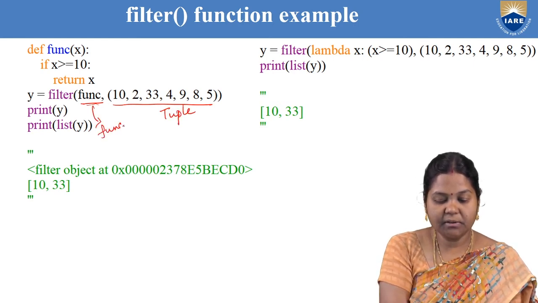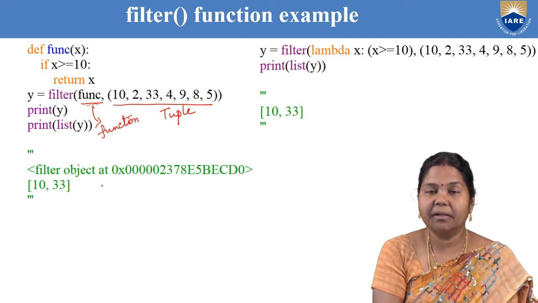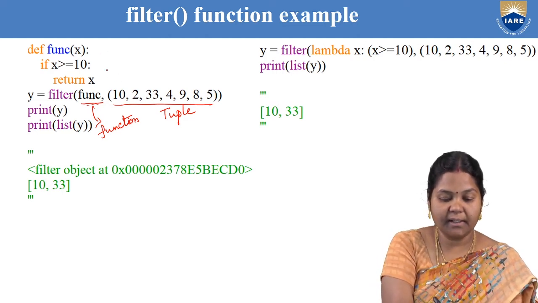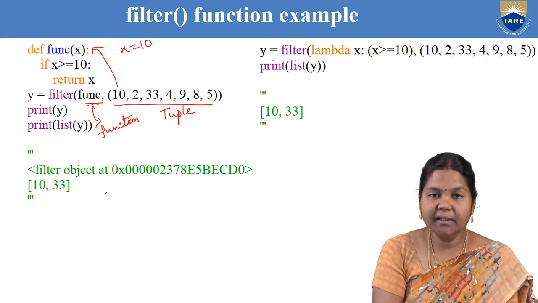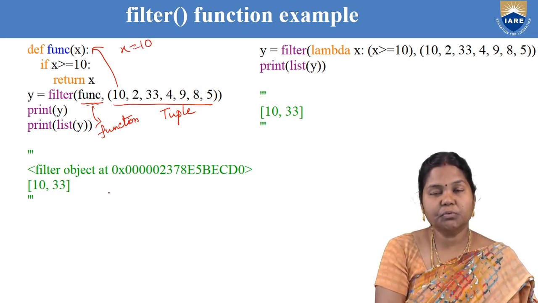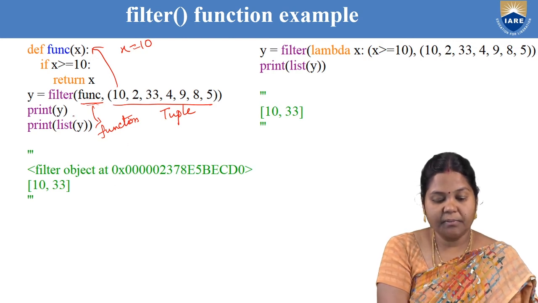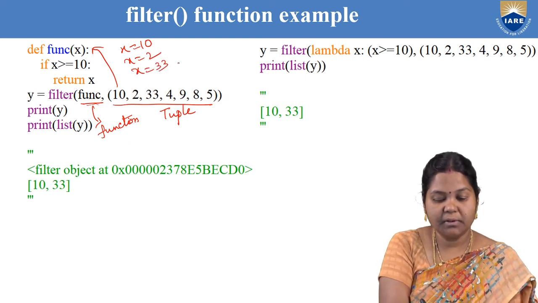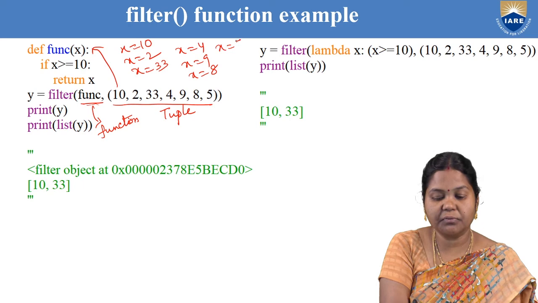This function will be applied on each and every element of the sequence. You can see the function first checks with x equal to 10. If x is greater than or equal to 10, yes, it is true, so it will filter it out. Then it takes x equal to 2, which is false. Then x equal to 33, which is true. Then x equal to 4, which is false. x equal to 9, which is false. x equal to 8, which is false. And x equal to 5, which is false.